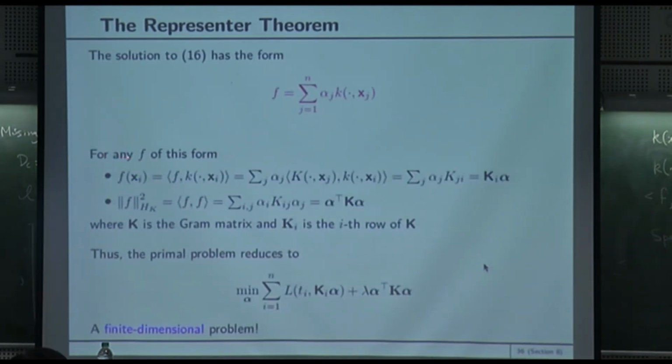So for any f of this form, f(x_i) can be written as k_i alpha, where k_i is the ith row of the Gram matrix. The norm of f squared can be written as alpha transpose K alpha, where K is the Gram matrix. And as a result, the optimization problem looks like that, which is again a finite dimensional problem, and you can solve this using any finite dimensional techniques. Now, from a practical point of view, this makes absolutely no difference.